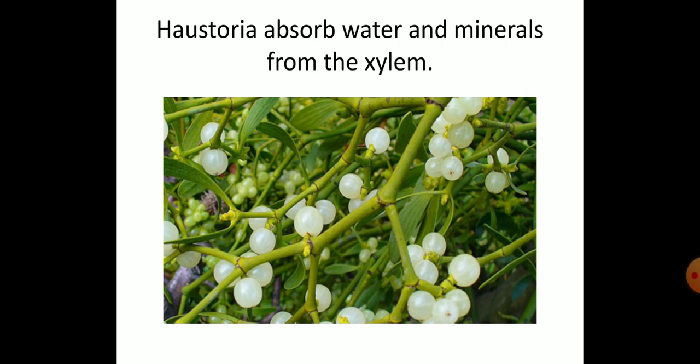So Viscum is an example of a partial parasite or semi-parasite. So we learned about the total parasite. In total stem parasite we learned about Cuscuta or dodder, and in total root parasite we learned about Orobanche, Cistanche and Rafflesia, and in partial parasite we learned about Viscum. So this is all about the parasites.